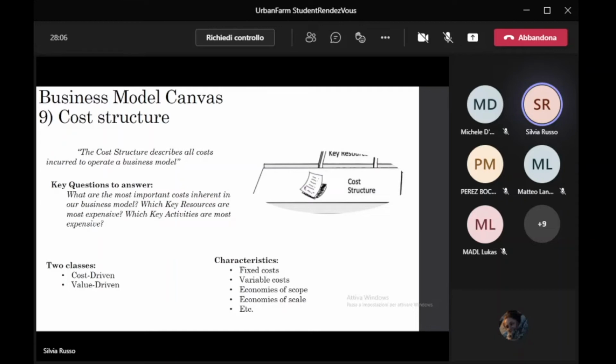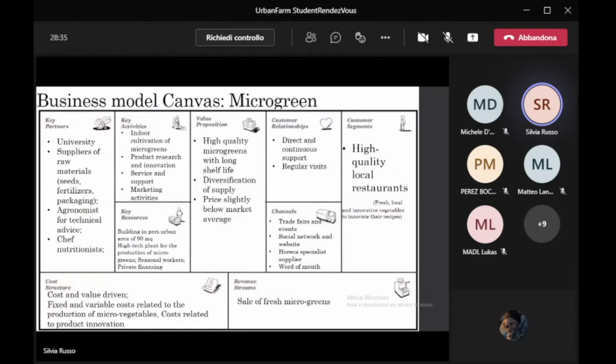I hope that this quick analysis of the 9 building blocks has been useful as a first approach to the business model canvas, and it is clear how important the coherence between the 9 blocks is, so that the business model can be a strategic and intuitive tool. To conclude, to close this presentation, I think it may be useful to show you an example of a business model canvas of a company producing microgreens.